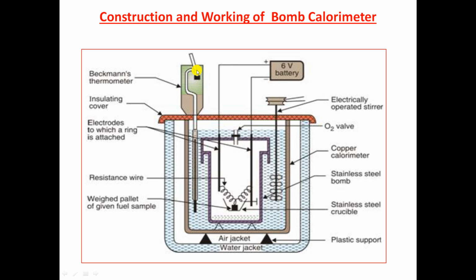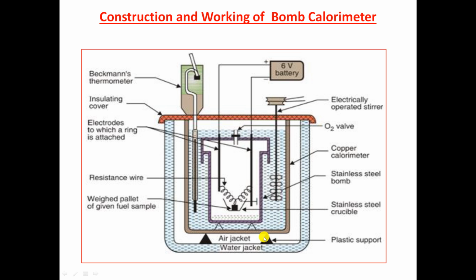Here a Beckmann thermometer is used to measure the temperature. This Beckmann thermometer can read 0.001 degrees Celsius change in the temperature of water. And we are going to take a known weight of fuel sample in the crucible, and here in the copper calorimeter a known weight of water is also taken.